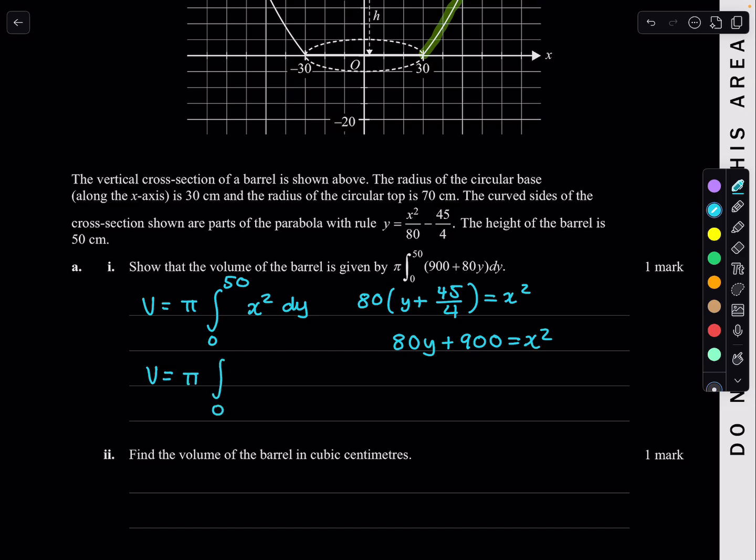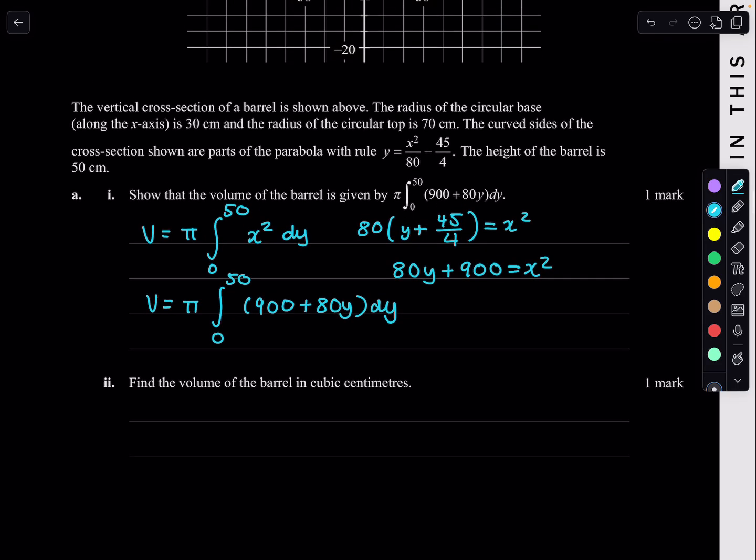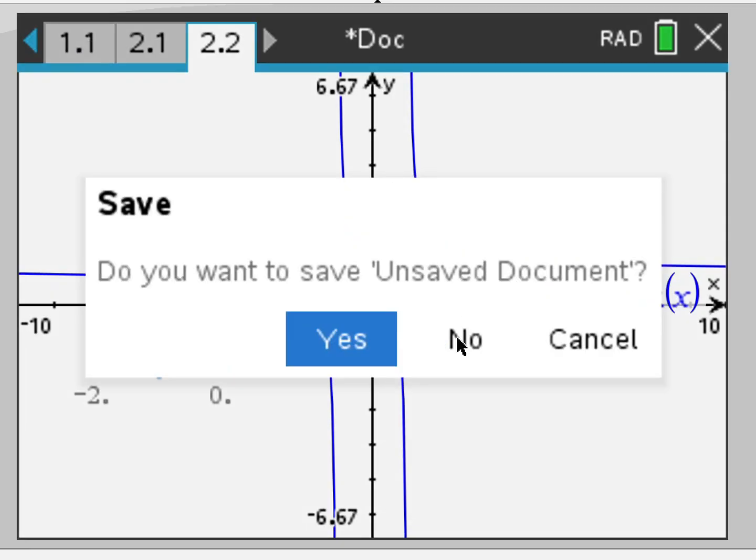A really, really nice question to start the paper. So it's 900 plus 80y dy. There it is. A really nice, perfect question. Find the volume of the barrel in cubic centimeters. So just put this in your CAS and you should get the answer. Let's do that. I'm going to select this whole thing here. I'm going to write that down.